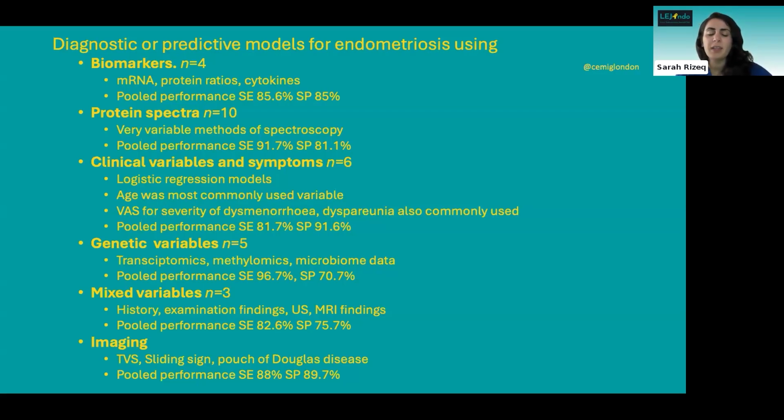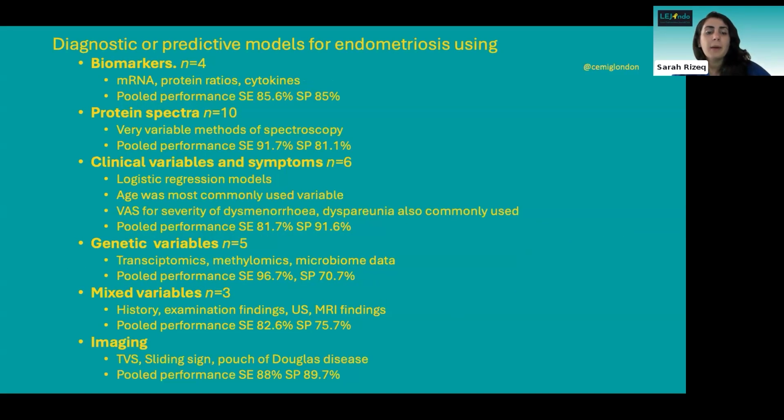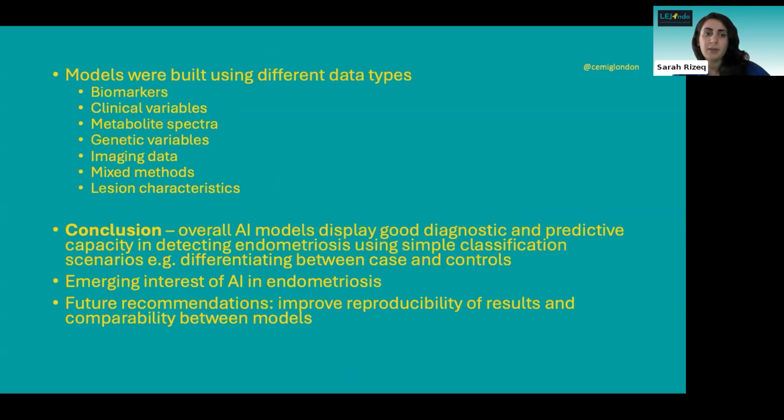So here it's where they tried to use AI to put in ultrasound findings, examination findings, and history all into one. And then the last category was imaging. So putting in things like, was there the presence of a sliding sign at ultrasound? Was there disease detected in the pouch of Douglas? And they then summarized the sensitivity and specificity of all of these models. And overall, again, just a brief summary is that the sensitivity and specificity were high. And actually, yes, you can go forward there, Flo, and to the next slide again.